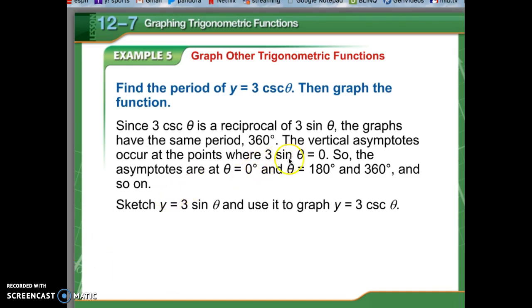And the sine graph has, not a period, an amplitude of 3, so it's going to be higher up on the y-axis than a basic sine graph, and therefore the cosecant graph will also be a little bit higher up. But the period's not affected because there's no value in here for b.